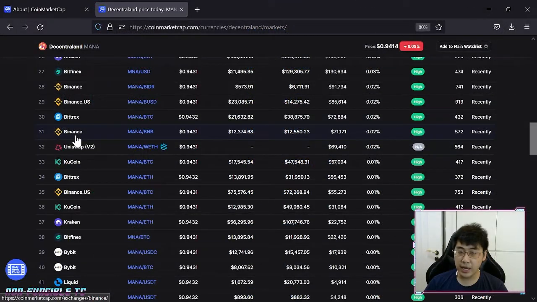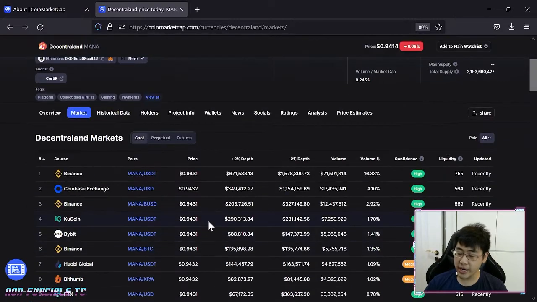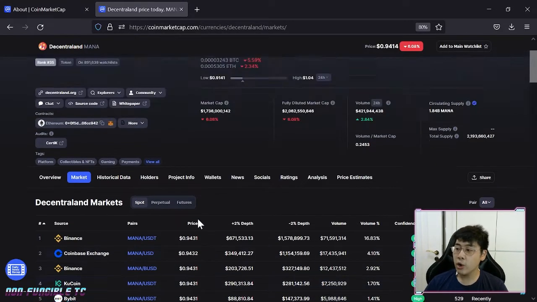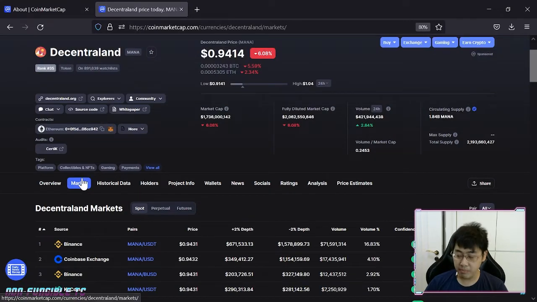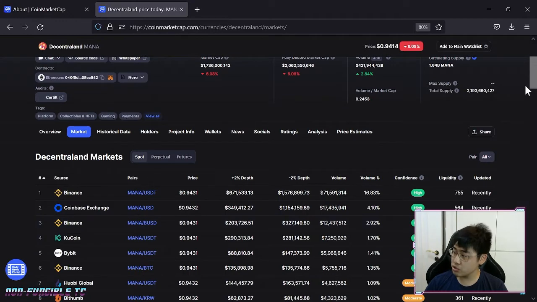Binance is actually a centralized exchange, but Uniswap is actually a decentralized app, and you can actually trade Mana with Web Ethereum, right? So basically, under the market, if you're interested in trading, if you're interested in looking at the centralized or decentralized exchange, CoinMarketCap actually has that under the market. So I hope this can help you in terms of maybe looking for the token to trade.